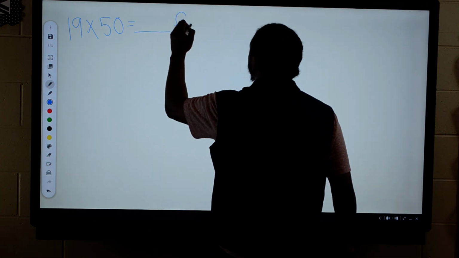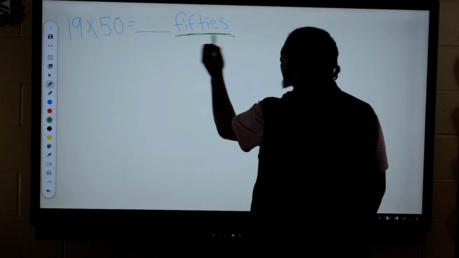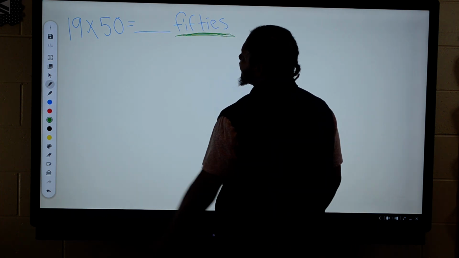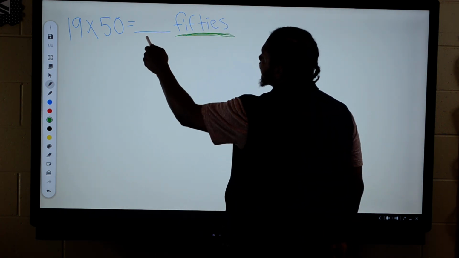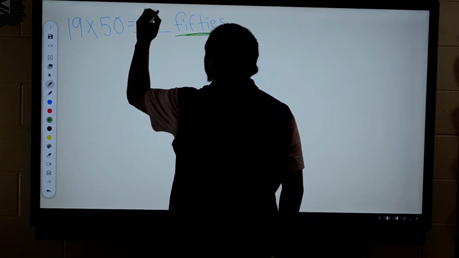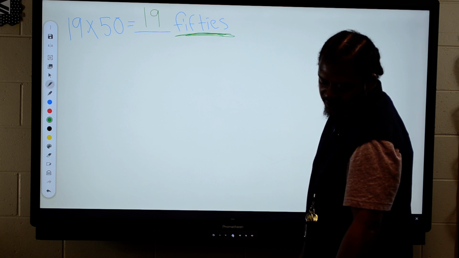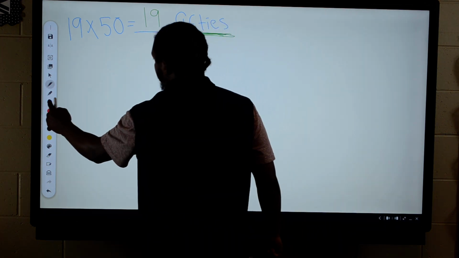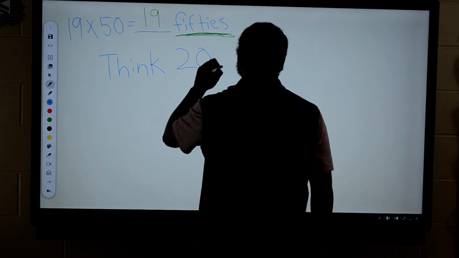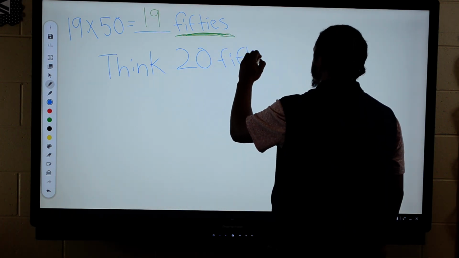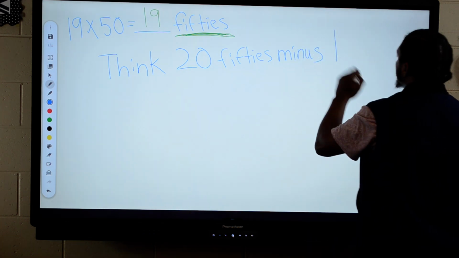So we already have our 50s accounted for in words. And what is this like saying? 19 times 50 is like saying 19 50s. So if we already have the 50s, we know exactly what goes in the blank right here. 19. Okay? All right, so now it says to think 20 50s minus 150.